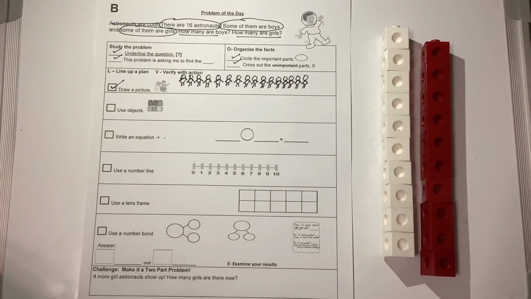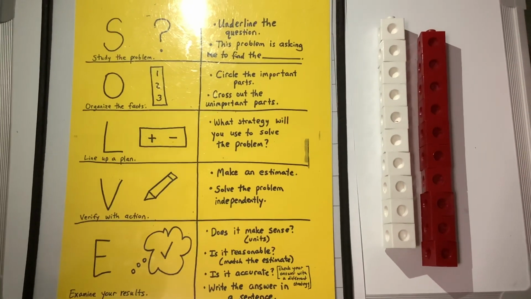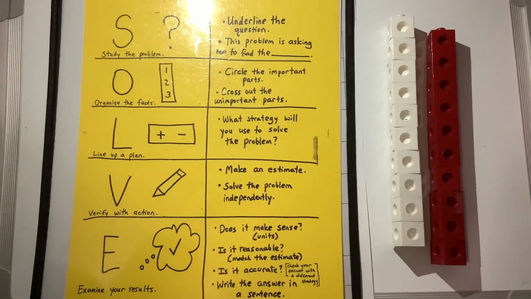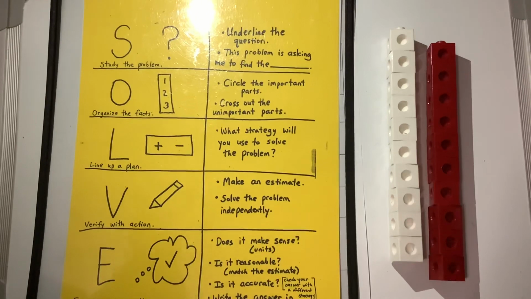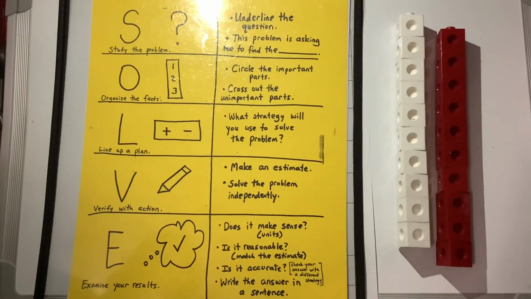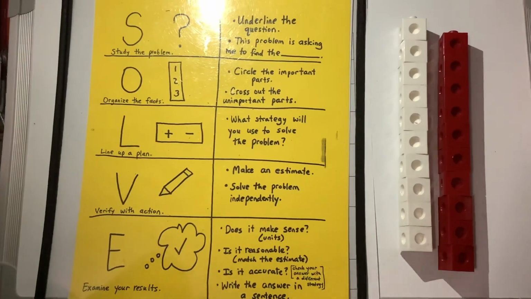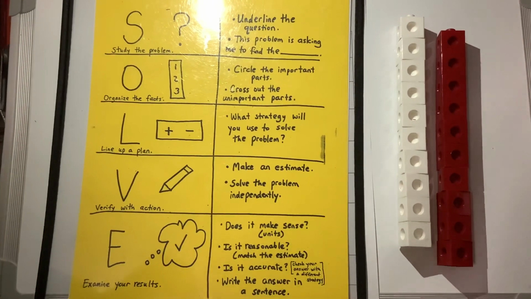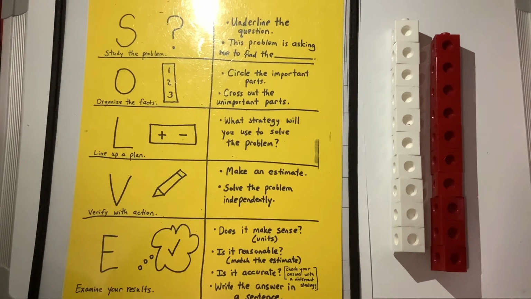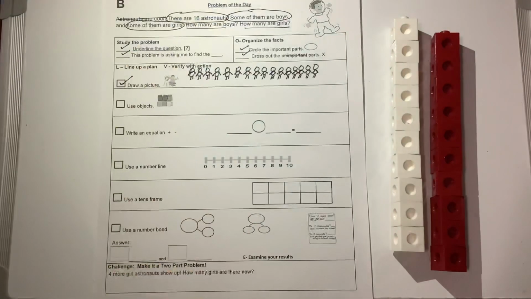So when we think about the S.O.L.V.E. method, we think about underlining the question, asking what is this problem asking me to find, circling the important parts, crossing out the ones that we do not need to solve the problem, and lining up a plan, which means we think about what strategies best work for solving our problem. Once we have a strategy in mind, we verify that plan with action by independently solving it. Then we write our answers in the answer key.